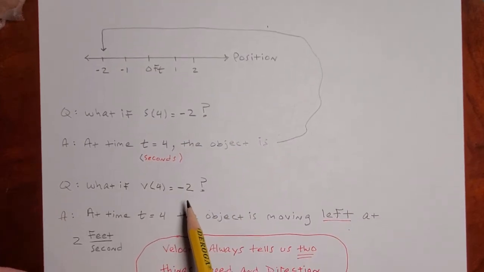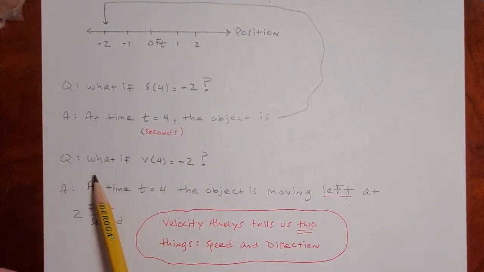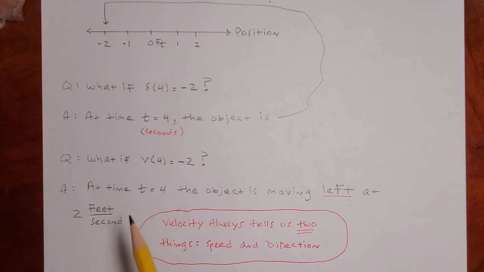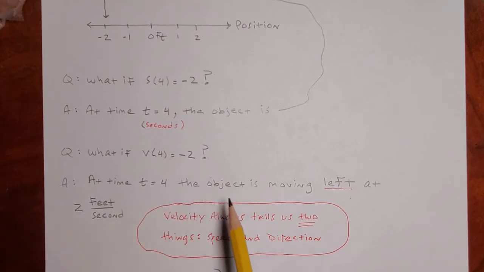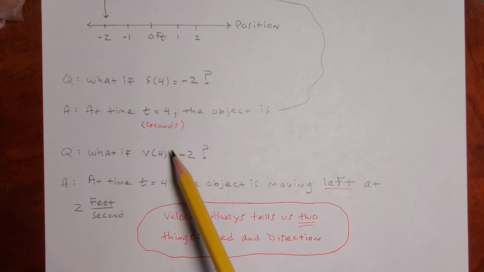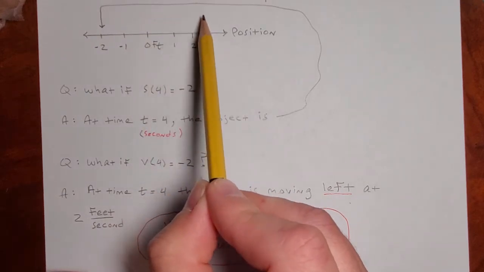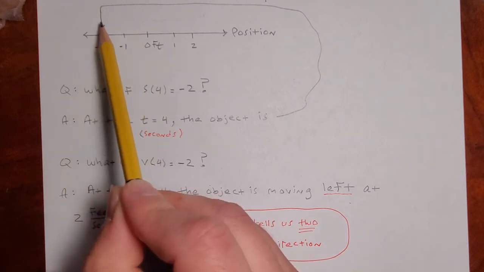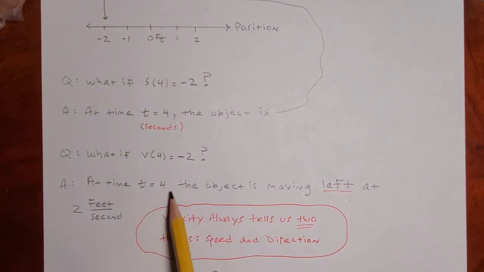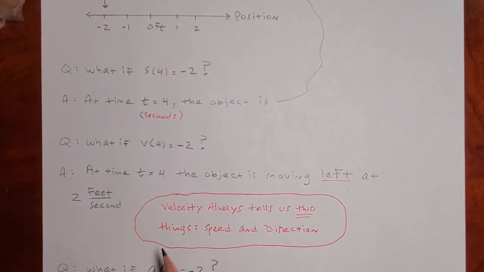But what if the velocity was negative? So consider this. What if v of 4 was negative 2? What would you say about that? Well, that would mean at time t is equal to 4, the object is moving left at 2 feet per second. Okay? So if the velocity were positive, it would be moving this way. And if the velocity is negative, it's moving that way. So at time t is equal to 4, it's moving left at 2 feet per second.